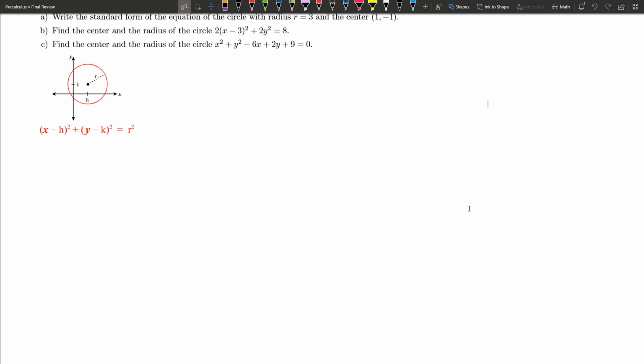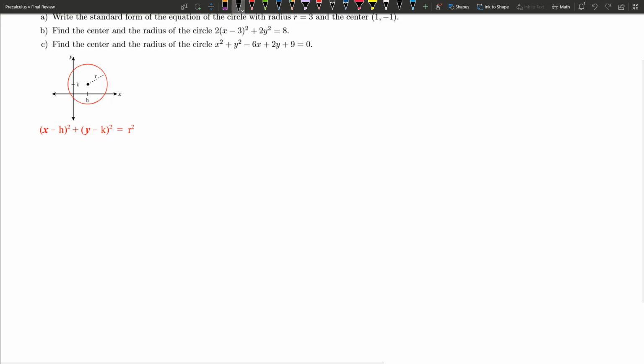I'm going to show you how to write the equation of a circle given different circumstances, including completing the square. So let's start off with question A. As you can see here, this is my circle, my radius is r, but the center of the circle is a point (h, k), where h is your x value and k is your y value.